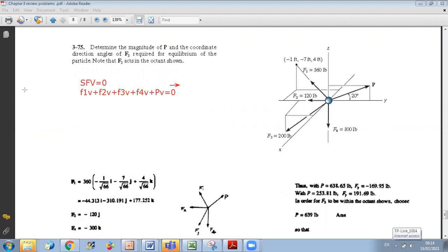So now, in order to be able to write my three equations, all I have to do is to find the expression of all my forces. To start with, P is very simple, as you can see here.